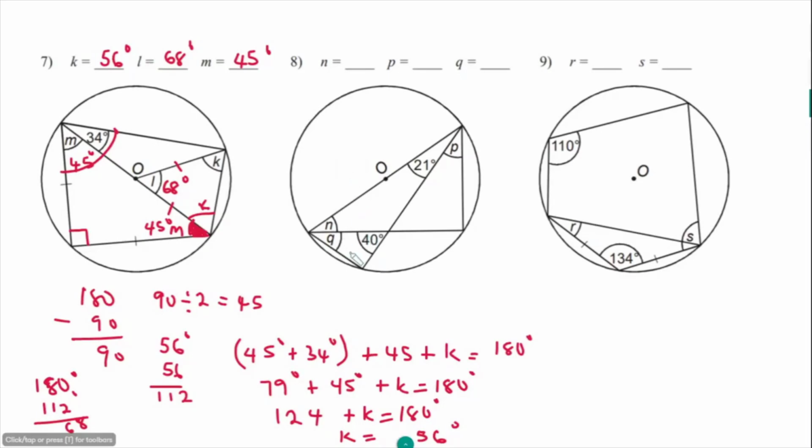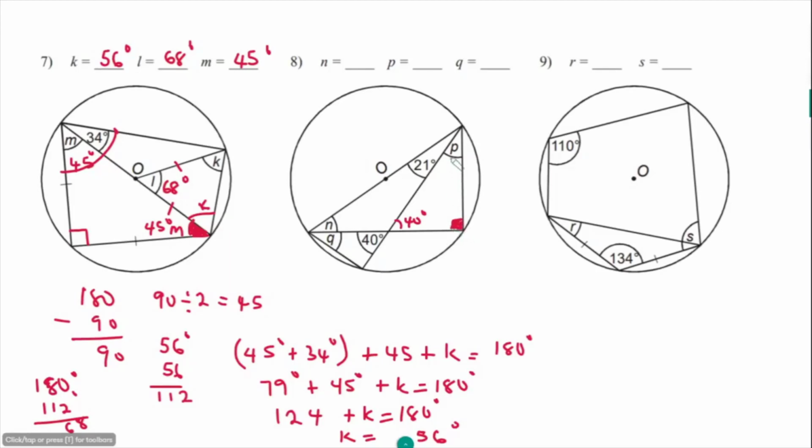Number 8, we need to work out N, P, and Q. You can see the center O, the diameter. What we know here is going to be 40 degrees, because we have vertically opposite angles. So how do we find N, P, or Q? Since this is a diameter and we have an angle in the semicircle, this angle is definitely going to be 90 degrees. I'm going to shade it, 90 degrees.